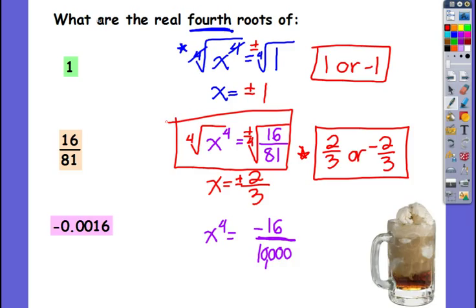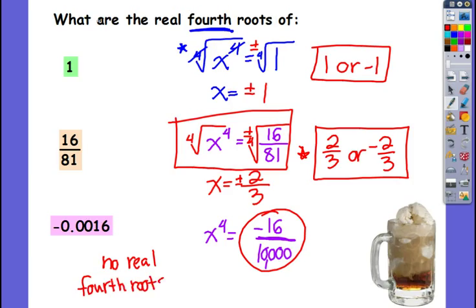On the last example, what number to the fourth power gives me a negative? This is not possible. So there would be no real fourth roots of negative 16 over 10,000. If this were a positive number, you would say plus or minus 2 tenths, but you can't take any real number to the fourth power and get out a negative.